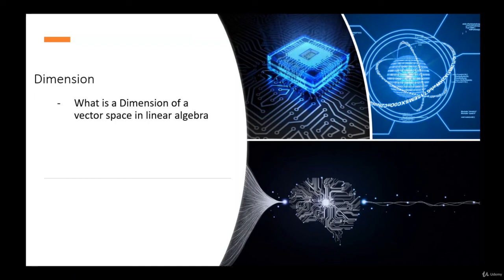And finally, the last type of vector space that we can have: if our vector space is not spanned by a finite set, then it is called an infinite dimensional vector space. So basically, there are three types. It could be finite dimensional, it could have dimension 0, and finally, it could be an infinite dimensional vector space.